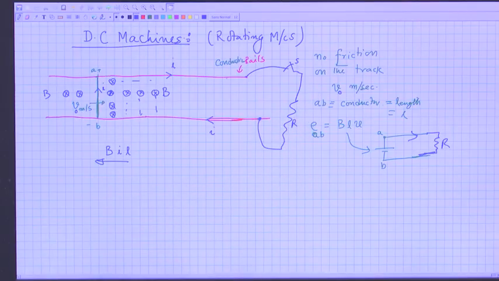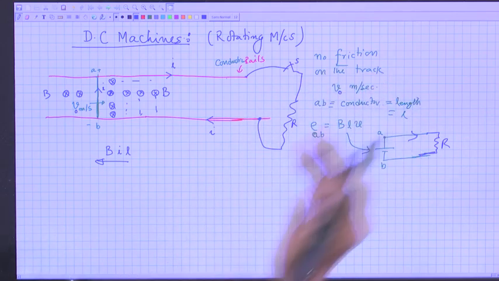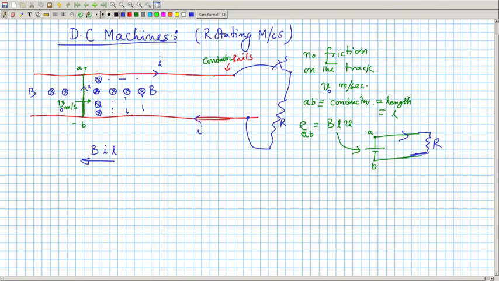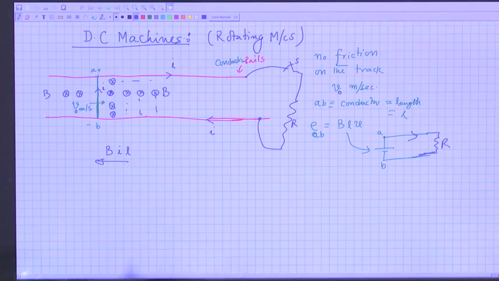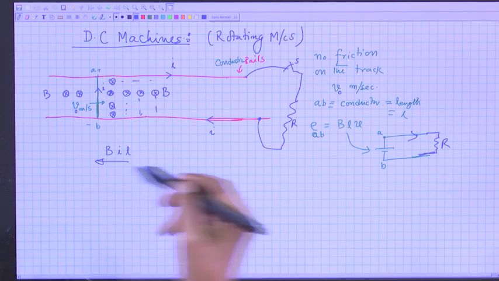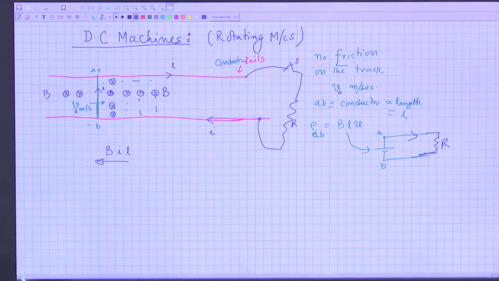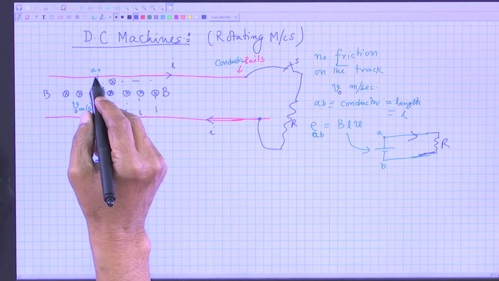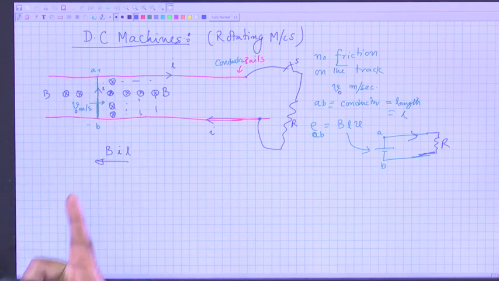So long as the switch was open, as I told you, the conductor was not experiencing any force whatsoever. It was just moving with constant velocity as per Newton's law. But the moment you close the switch, although there is no friction etc., I immediately find that it will now experience a force in the opposite direction. Therefore, this conductor AB is acted on by a force.